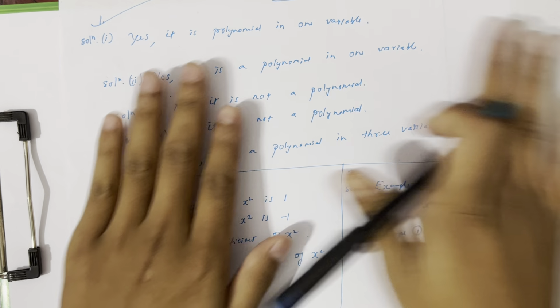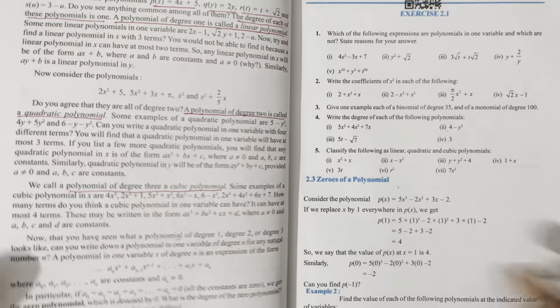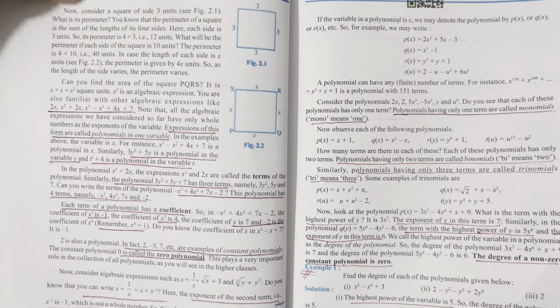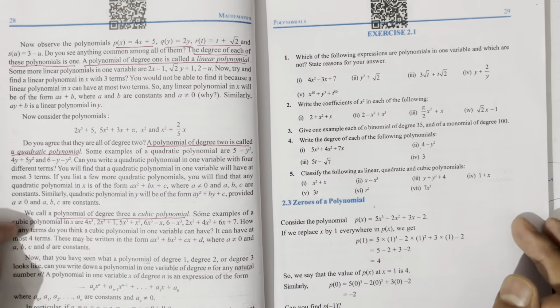Okay, so this part, the solution of chapter 2 polynomial, exercise 2.1, is done.